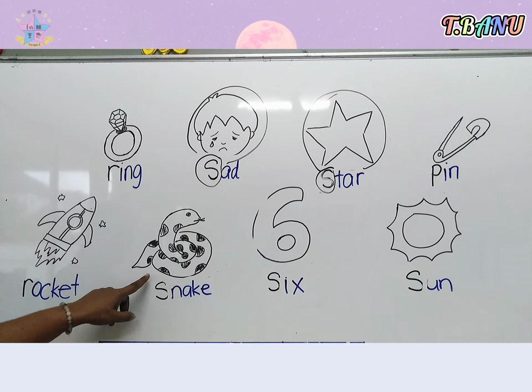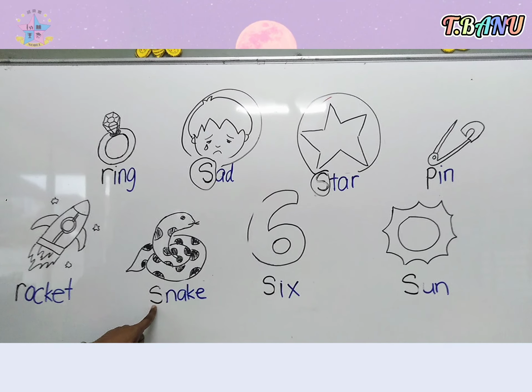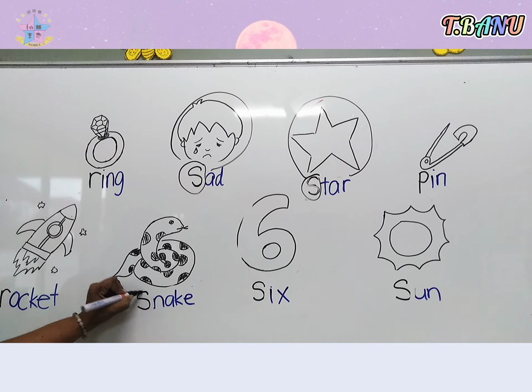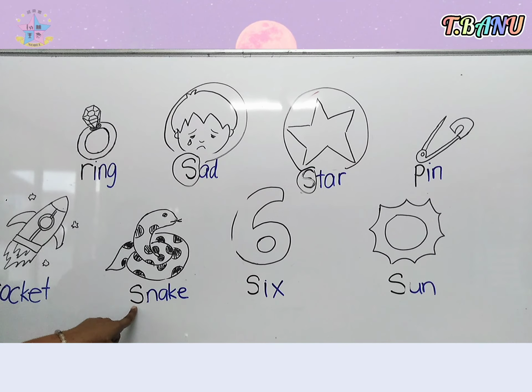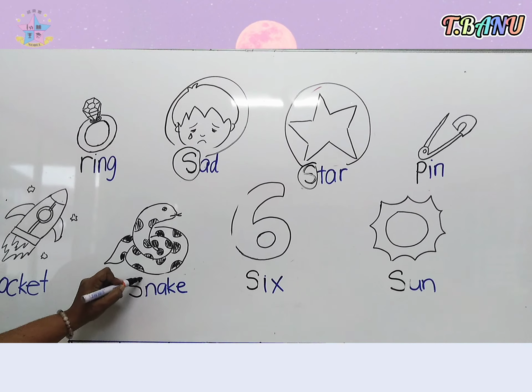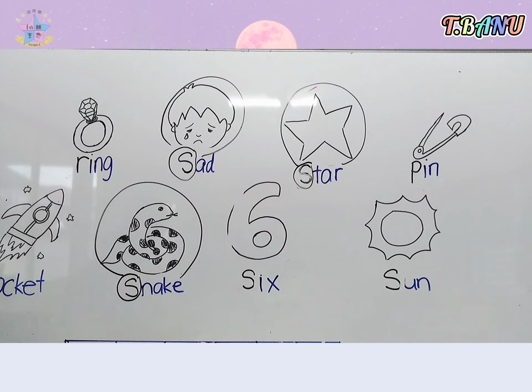Okay. Look up here. This we call snake. Snake starts with the letter S. S, snake. S, snake. So circle the letter S and circle the picture.